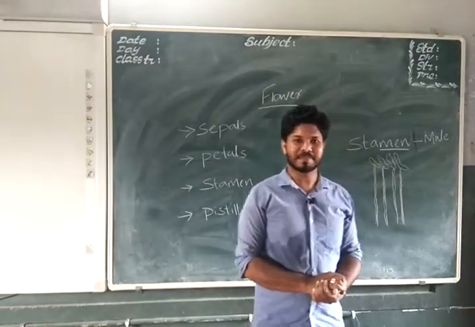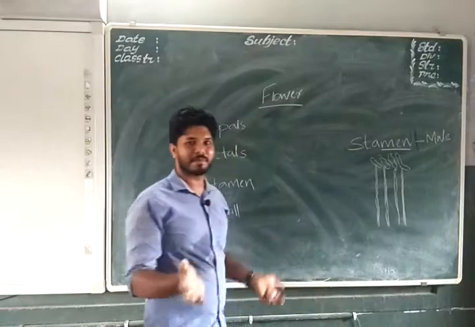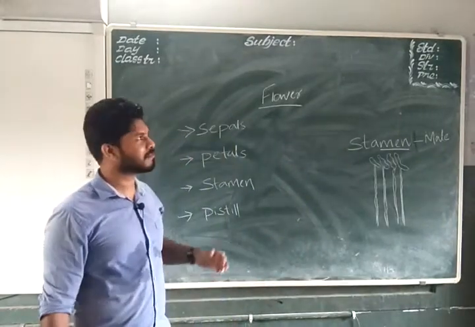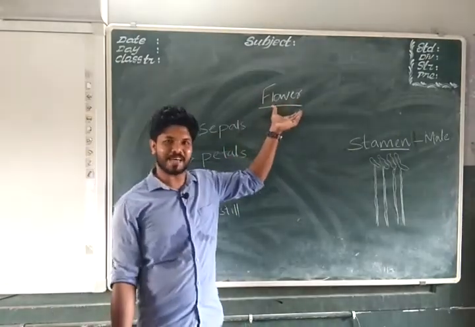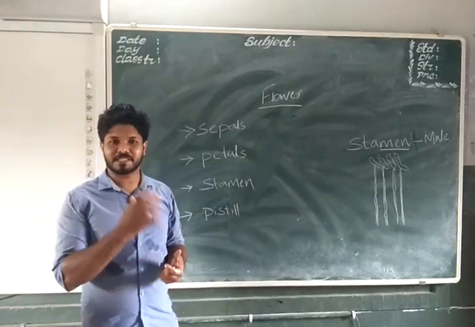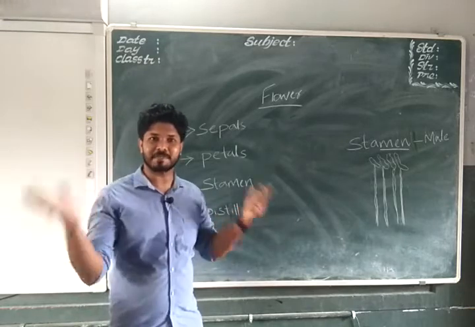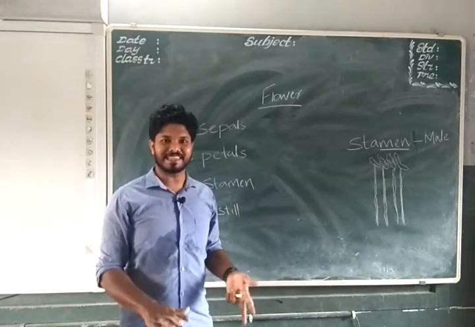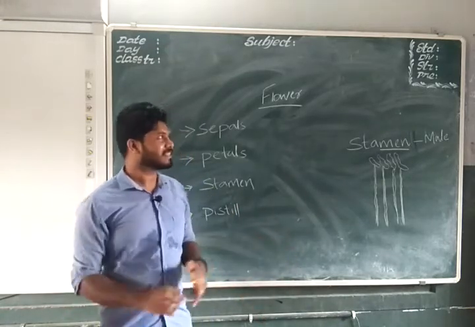Today let us discuss about the most attractive part of a plant. Which is the most attractive part of a plant? Obviously it is flower. Everyone likes flowers, isn't it? Flowers come in different shapes, different colors, different smell, sometimes no smell at all, isn't it? So let us discuss about flower.